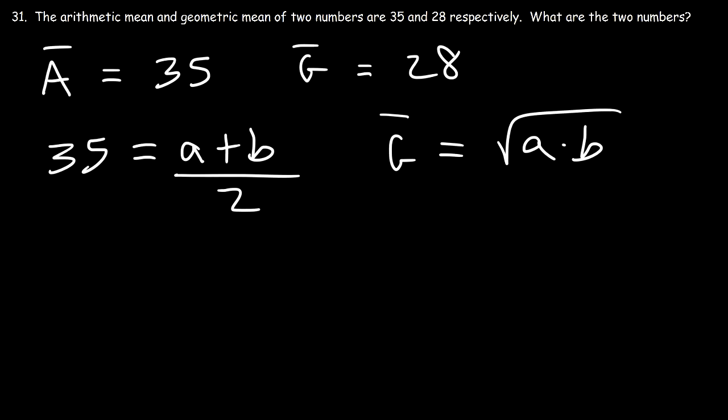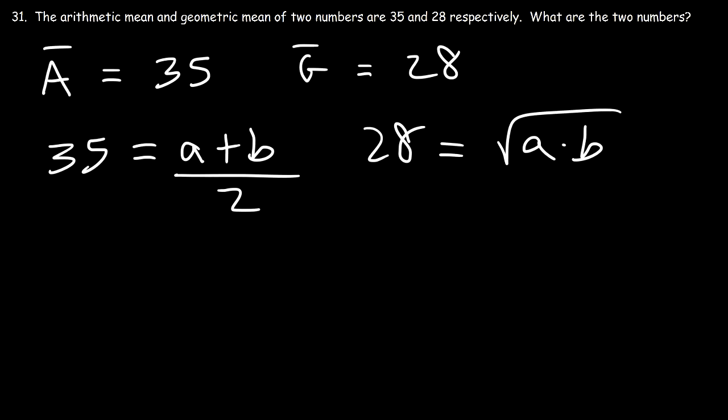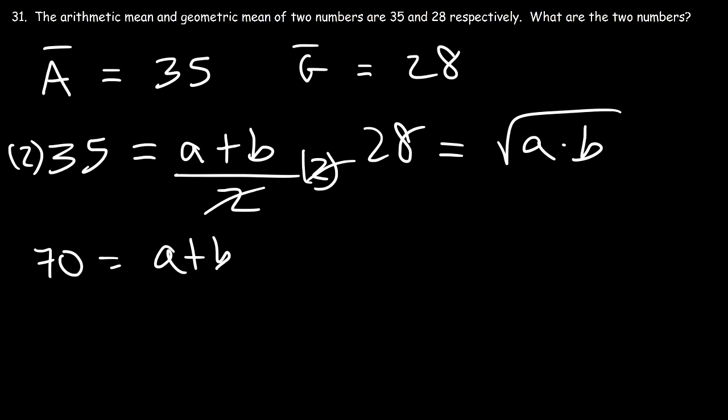So we have two equations and two variables. How can we solve for these two variables? Well, let's focus on this equation. I'm going to isolate A. So let's multiply both sides by 2. 35 times 2 is 70. So A plus B is equal to 70. Subtracting both sides by B, I have that 70 minus B is equal to A.